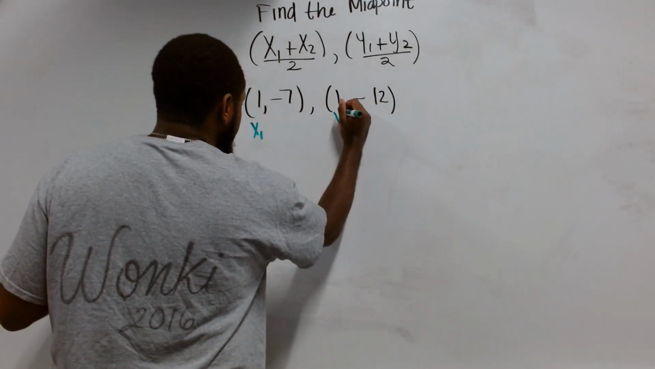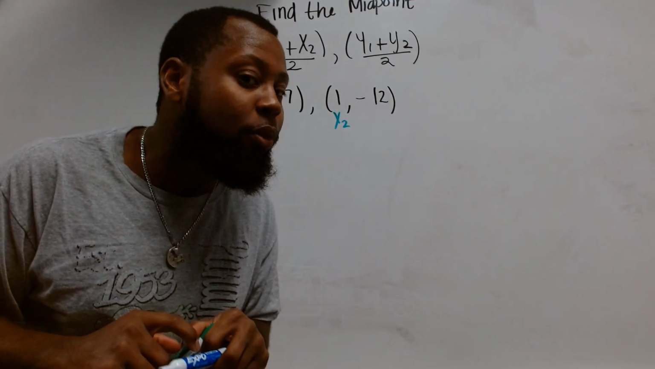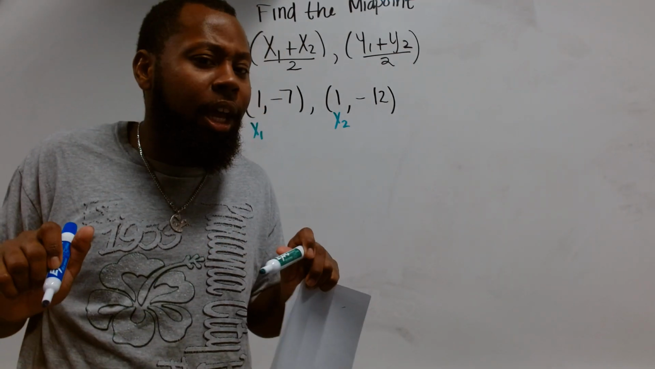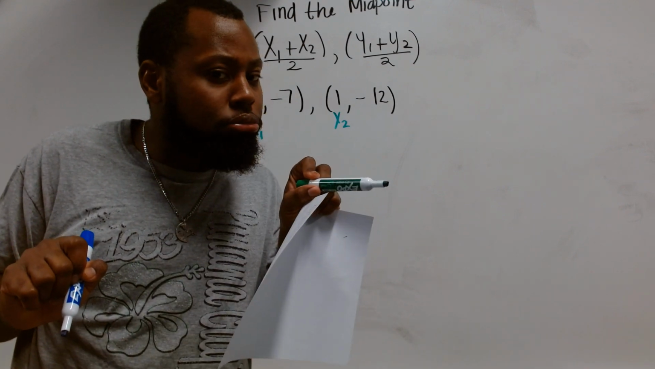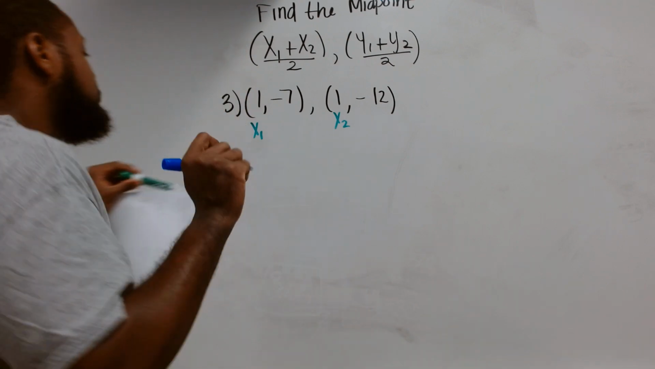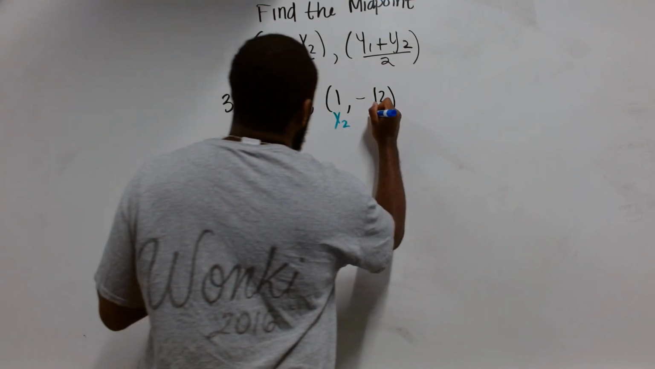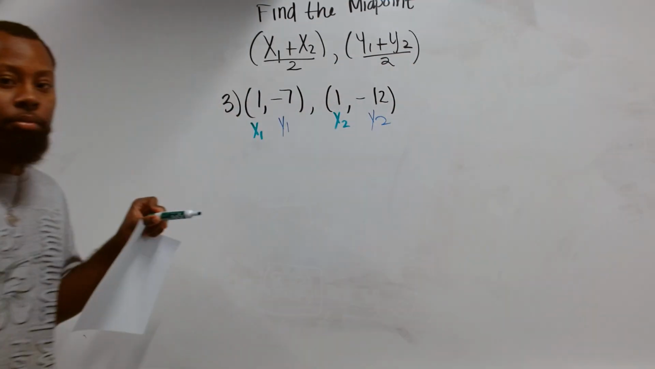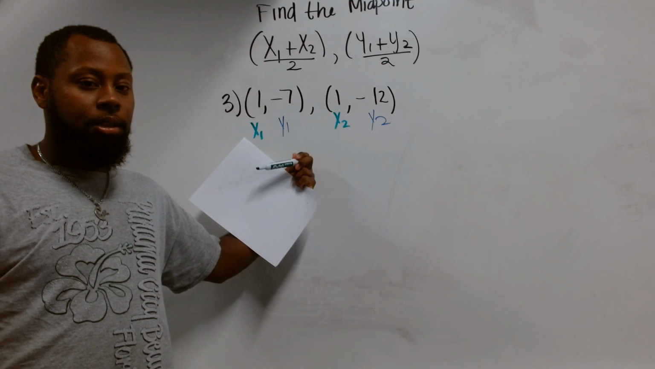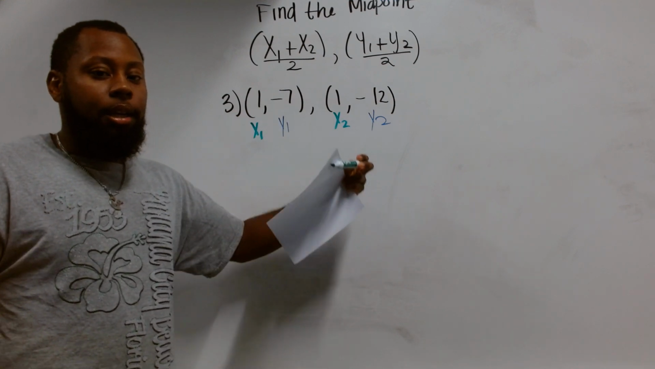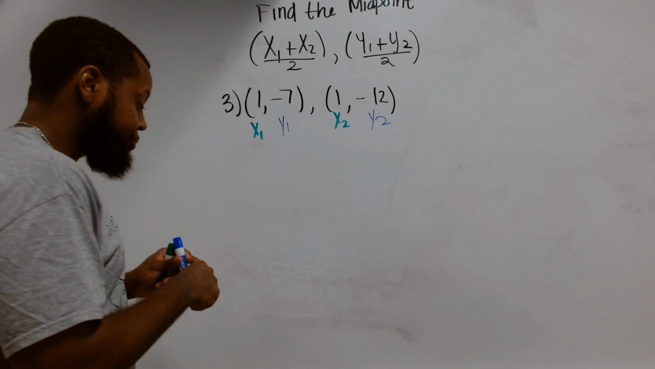X1, X2. I should not see 2 then 1. When on the number line have we ever seen X2 then X1? Just making sure. Then we have Y1 and we have Y2. So now I have the X's, now I have the Y's. Now I have them labeled correctly. Now it's time to solve.